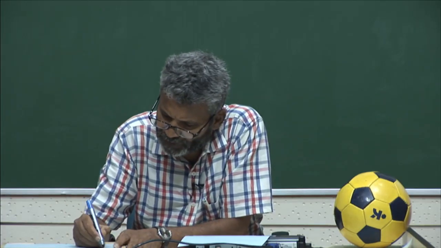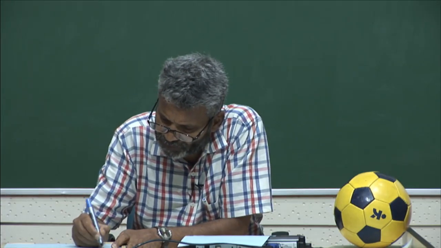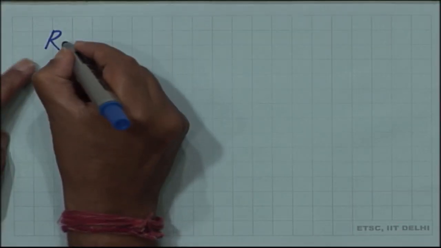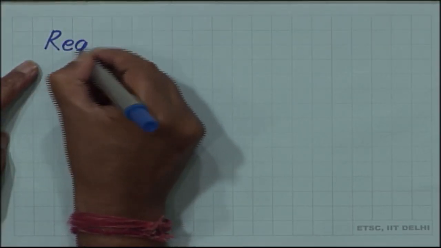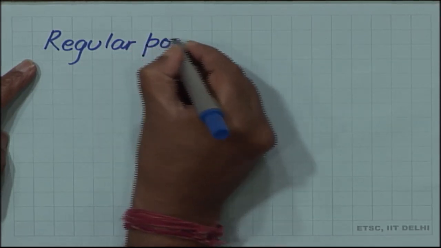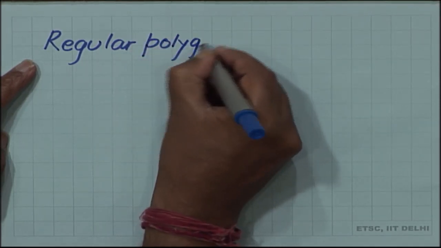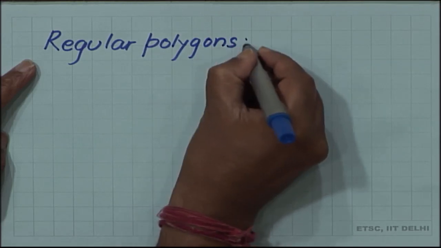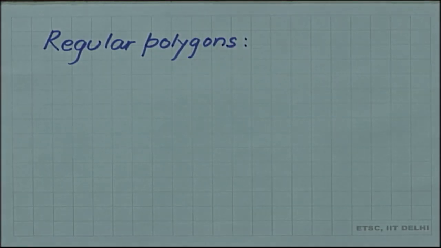Let us discuss regular solids or Platonic solids. Before discussing regular solids, let us look at the 2D equivalent of these solids, that is the regular polygons. How do we define regular polygons?